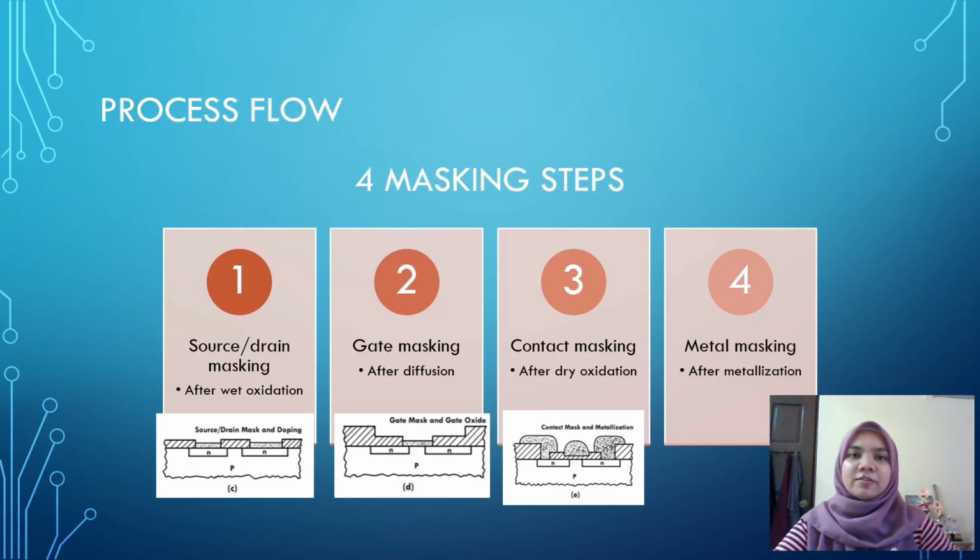Based on the exact run-cut sample given, 4 repeated steps of photolithography will be needed in this fabricating process. The 4 masking steps which involve photolithography are, firstly, source drain masking, which is after the wet oxidation process, secondly, the gate masking, which is after the diffusion process, thirdly, contact masking, which is after dry oxidation, and fourthly, the metal masking, which is after metallization.